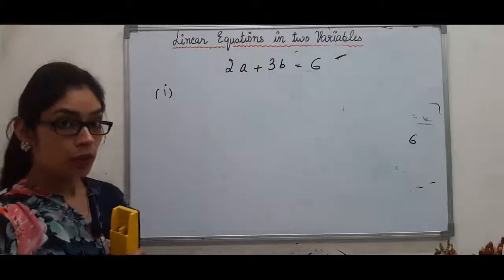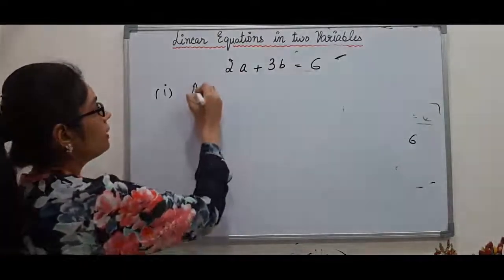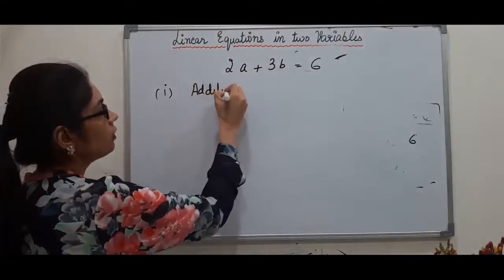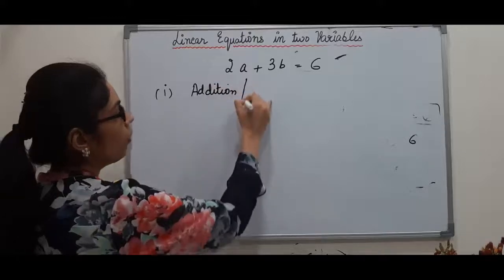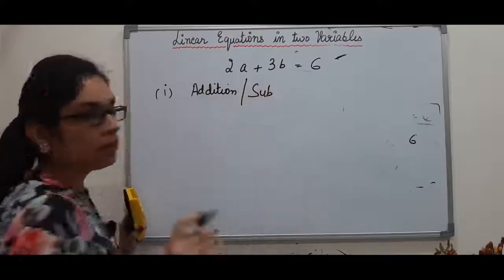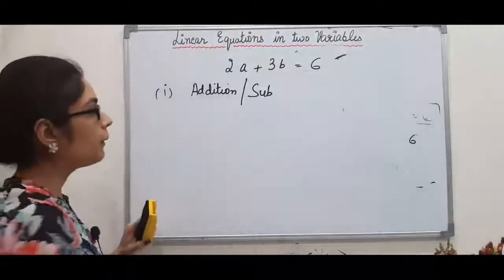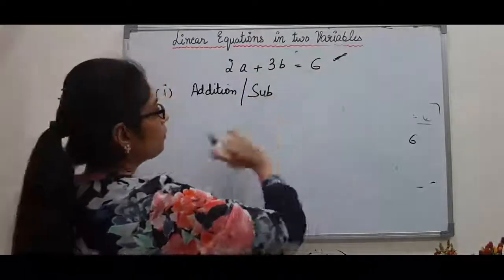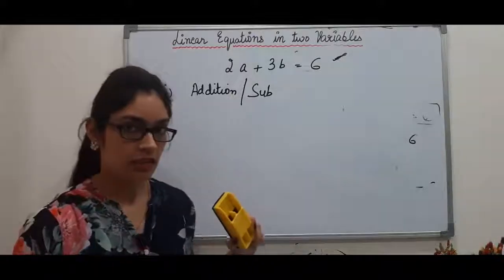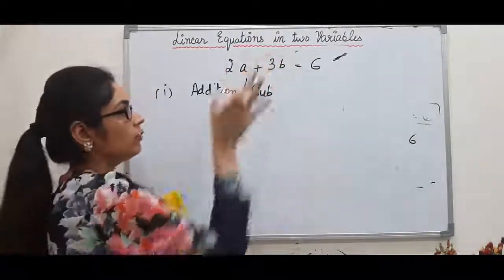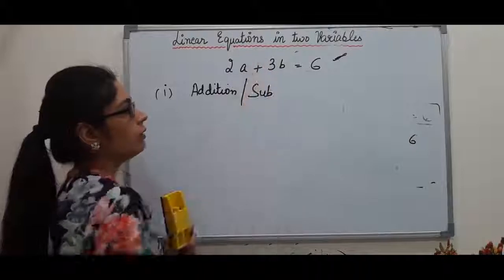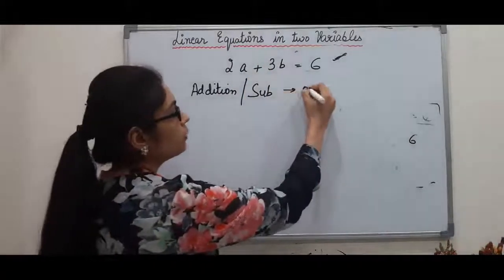First, whenever you are doing any addition or subtraction in this equation, like we'll take an example also, any addition or subtraction if you are going to do on this equation, then it should be on both sides.